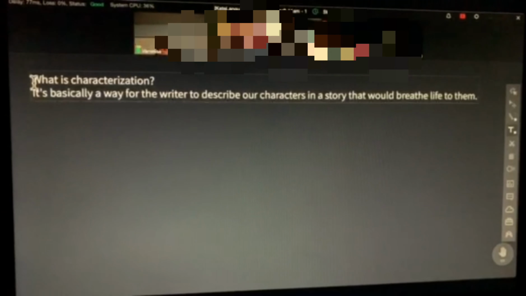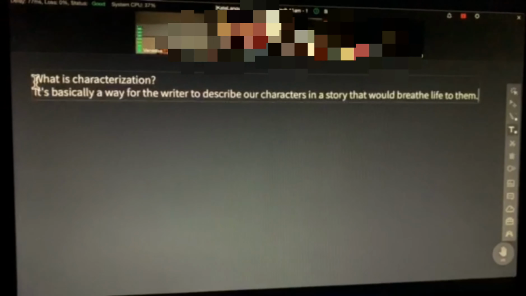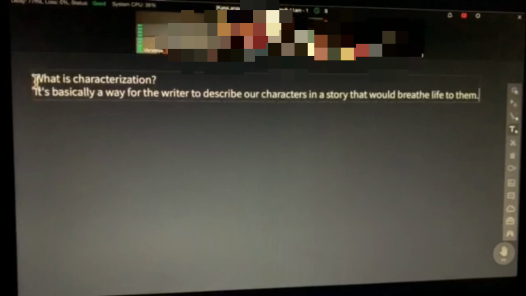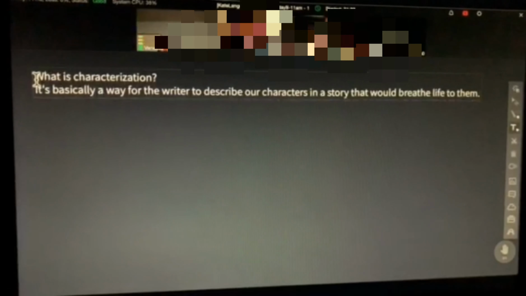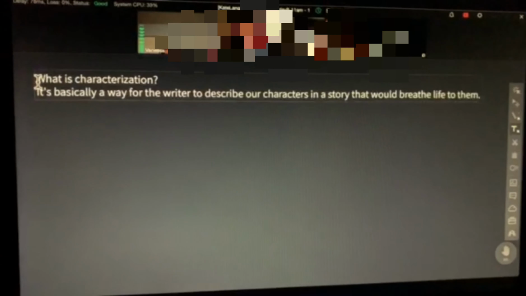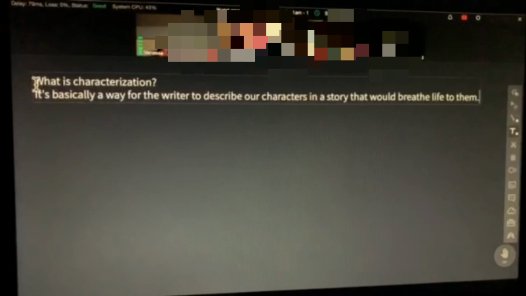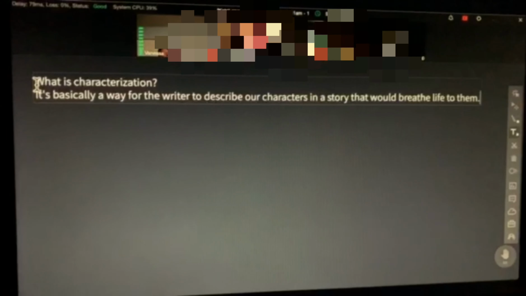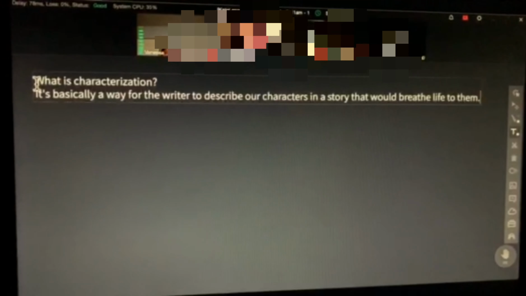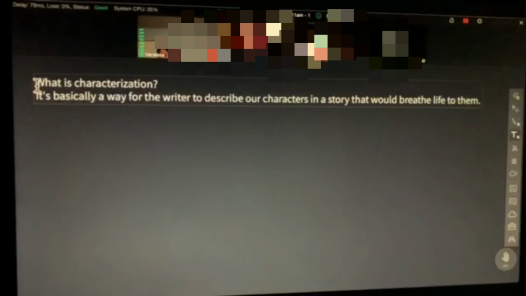So if you think of characters as people, we know people have certain personalities, they have certain ways of talking, they have opinions, they have traits, they have a story behind them. So characterization is just the way the writers basically put them into words. So our first exercise is really to try and identify how the writer breathes life into their character. So we're going to practice a bit.